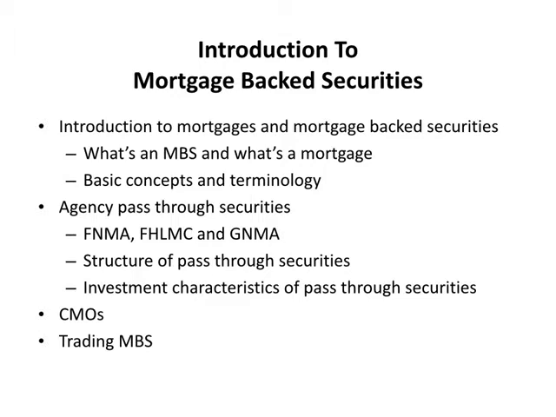The first part of the main segment will entail an overview of the mortgage agencies, Fannie Mae, Freddie Mac, and Ginnie Mae. That will be followed by an investigation of pass-through securities, which will detail their structure and cash flow characteristics. That segment will wrap up with a discussion of the investment characteristics of agency pass-throughs, with a special focus on the risks that are unique to mortgage-backed securities.